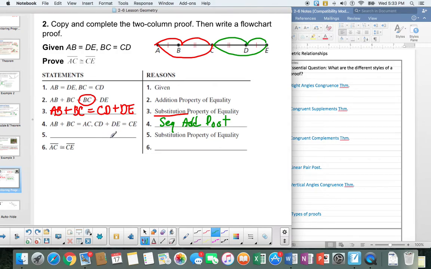Now notice that we can take this out and replace it with AC, and we can take this out and replace it with CE, and that's called substitution. And once it's an equality, it said we have to go one more step, definition of congruent segments. So that tells us we can go back and forth from congruence to equal or equal to congruence.